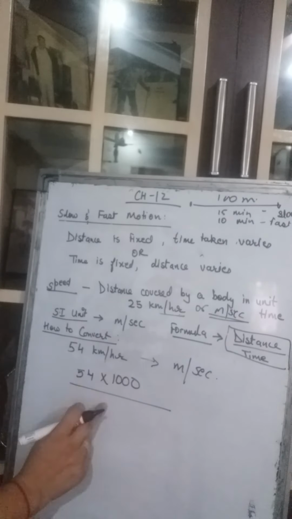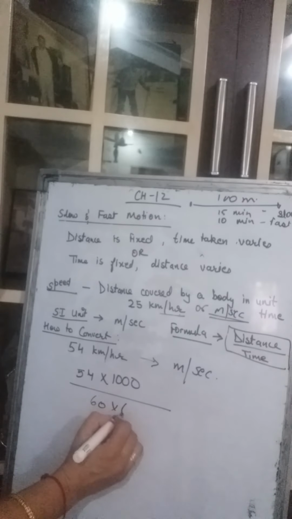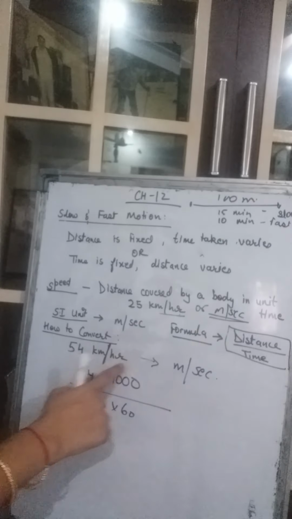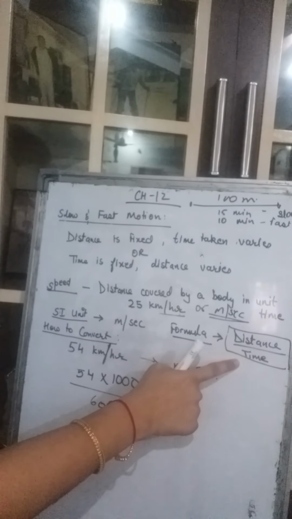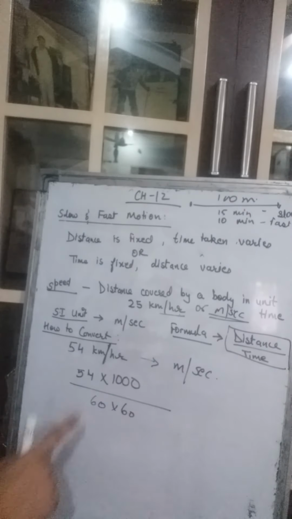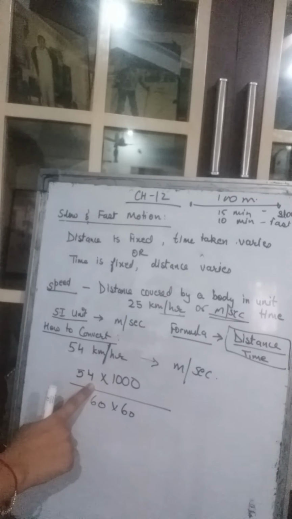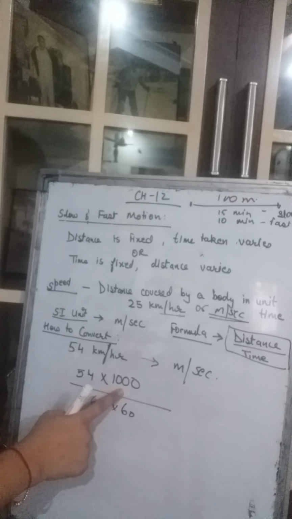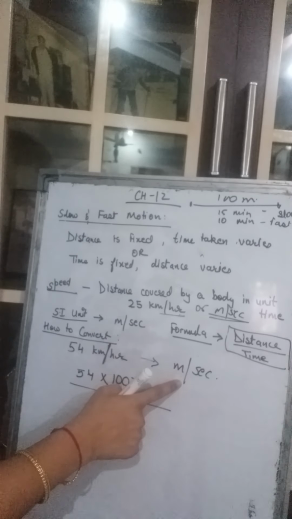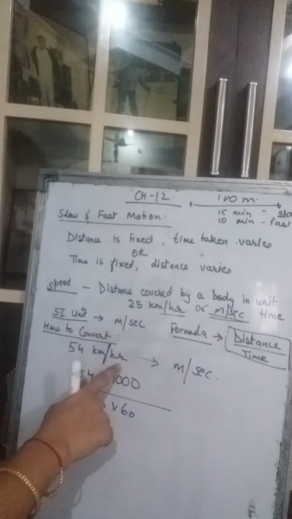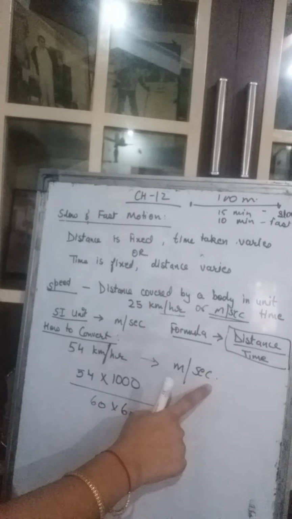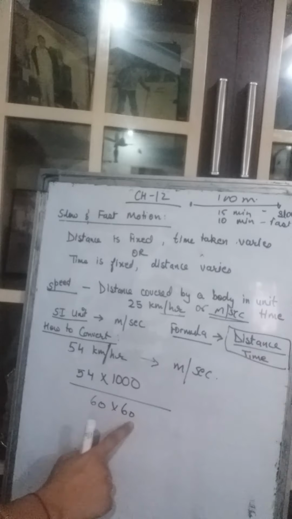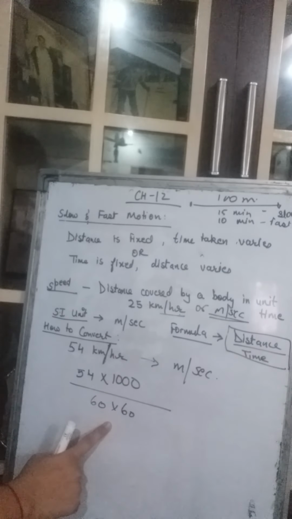So it is being divided by 60 into 60. This slash means it is being divided. See here, distance upon time, isn't it? So 54 we will write as it is. This kilometer we have changed into meter. We have multiplied by 1000 because we are going into a smaller unit. And this hour we have changed into second. This hour means 60 into 60, but this will come in the denominator.